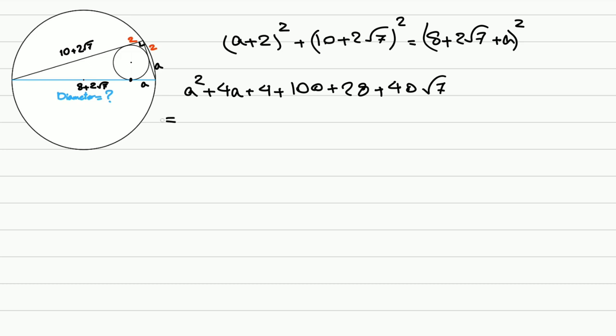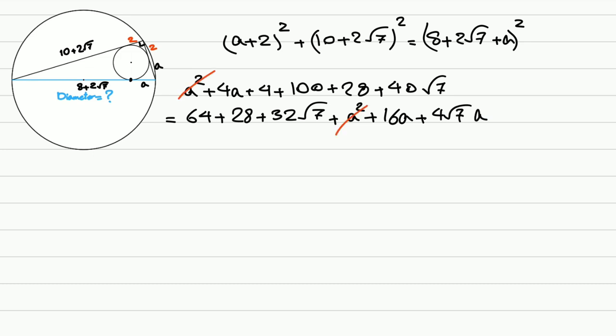And for the right side, we will have this. 64 plus 28 plus 32 times square root 7 plus a squared plus 2 times 8 times a, 16 times a. And then this will be 4 times square root 7 times a. So a squared cancels out a squared, and this 28, this is 28. And we'll have 104 minus 64, so it's 40. And 40 times square root 7 minus 32 times square root 7. We have 8 times square root 7.